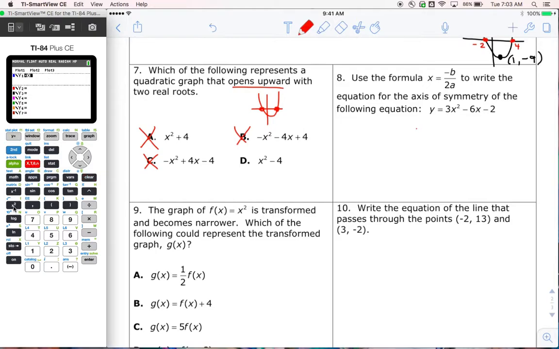We're going to do x squared minus 4. Let's take a quick look. Yep, I've got two real roots and it's opening upward. So this is my choice.